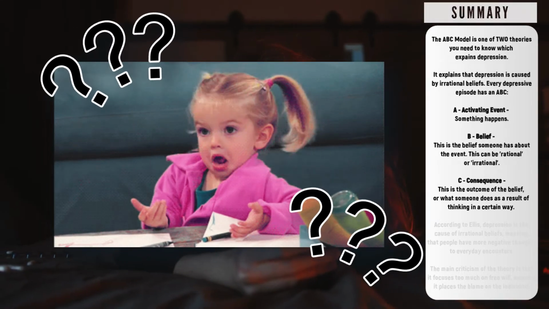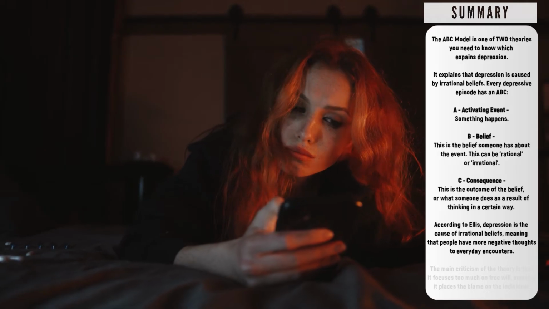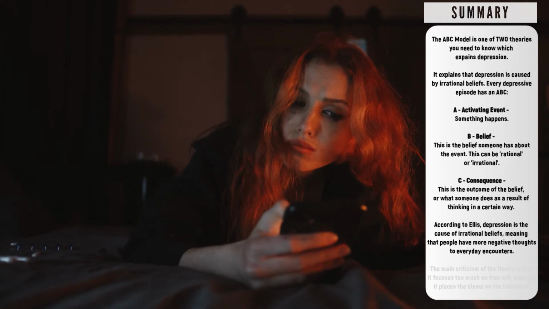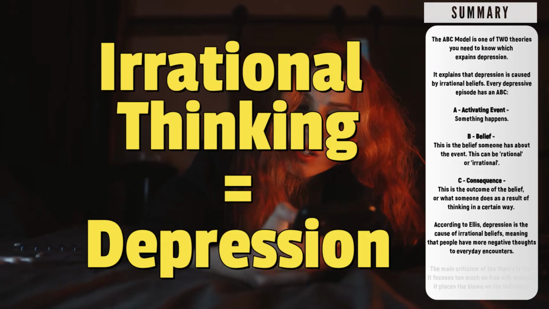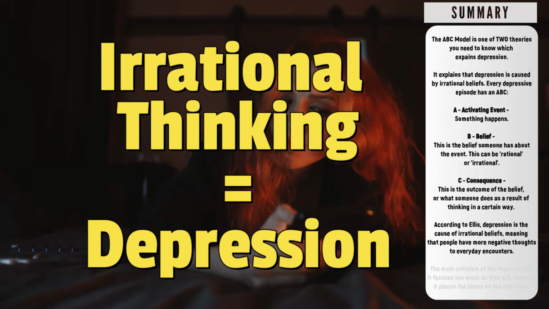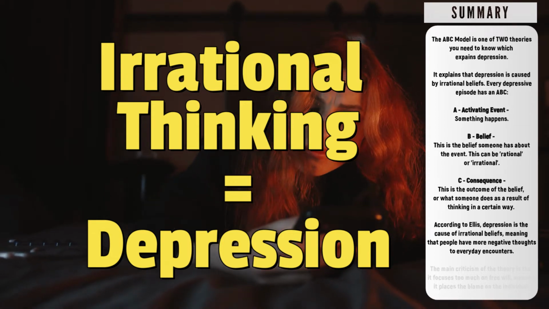So how does all of this link to depression? Well, according to Ellis's ABC model, people who have depression develop irrational thinking habits. That means people who think irrational thoughts all the time are more likely to develop depression.